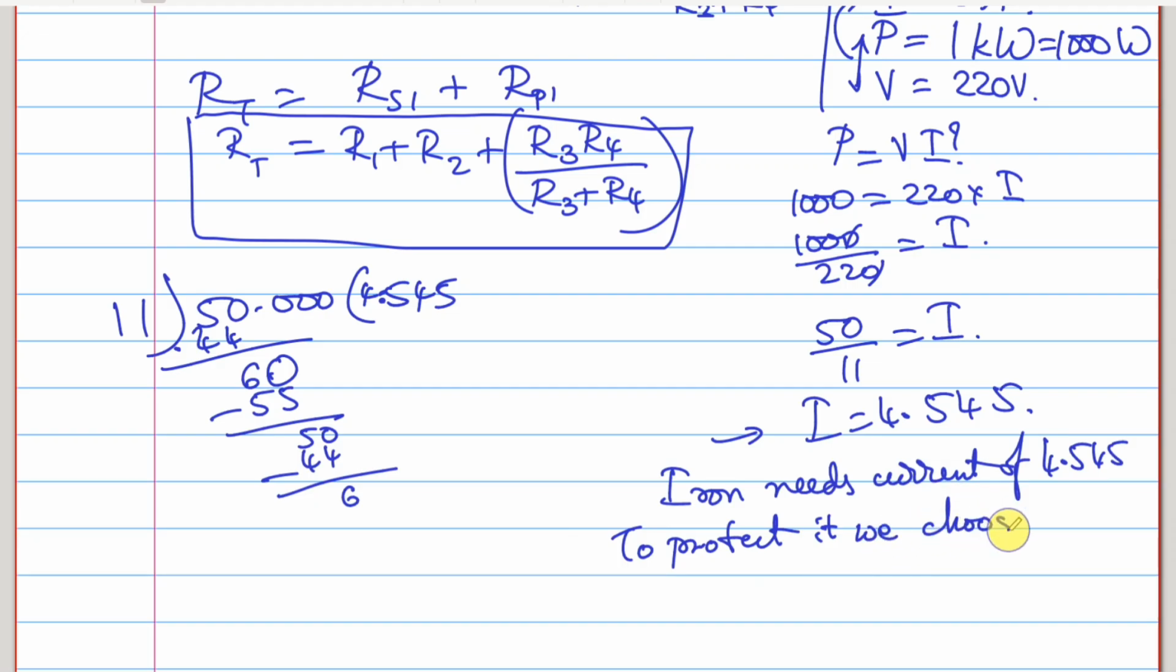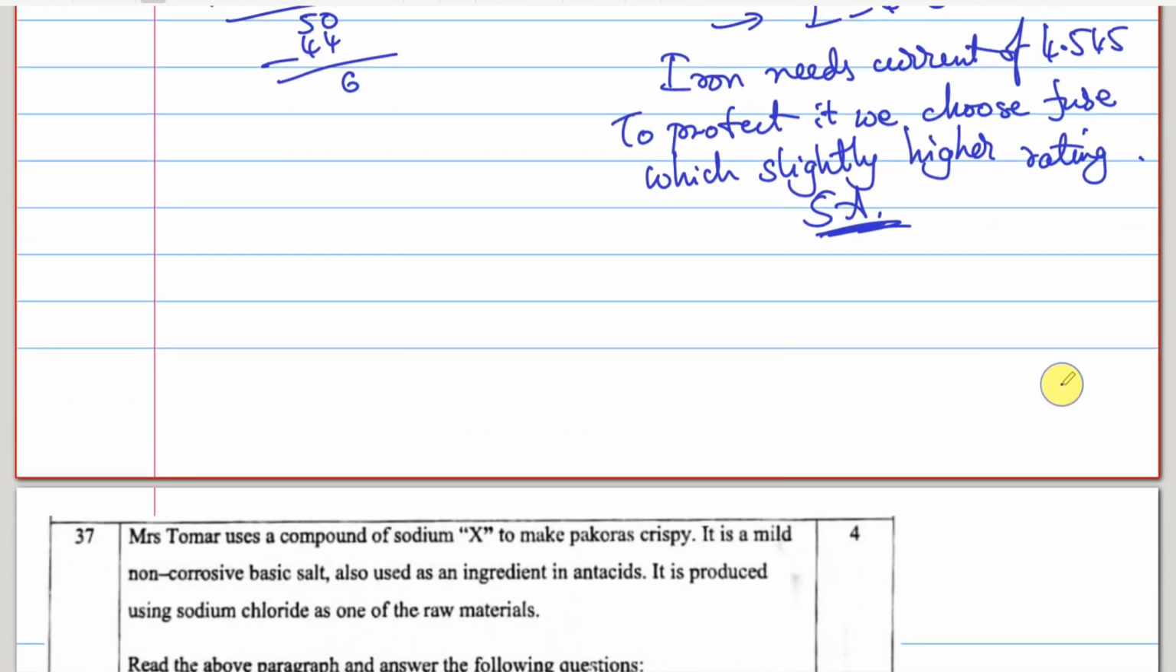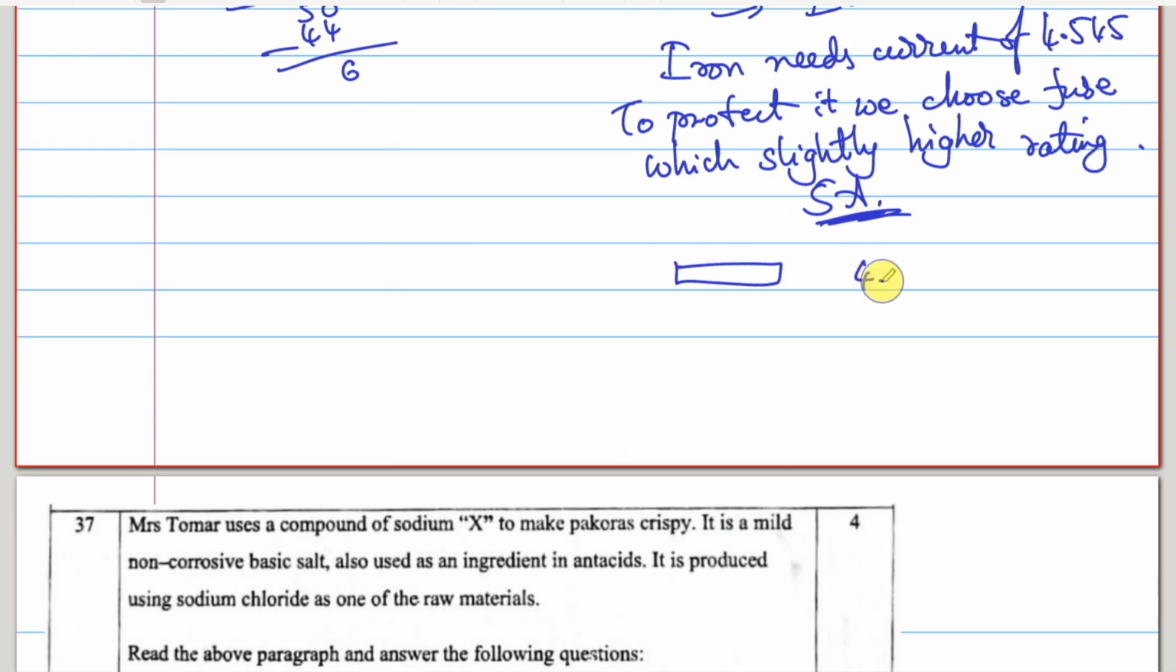we choose a fuse which has slightly higher capacity, higher rating, which is 5 ampere. That is why we are using a 5 ampere rated fuse, because the iron needs 4.5 ampere of current. If we use a fuse which has a rating of say 4 amperes, then when a current of 4 ampere flows, the fuse will melt away. So we cannot use a 4 ampere fuse. The current required is 4.5.